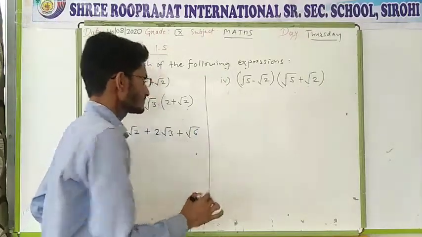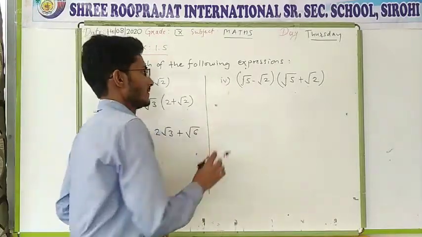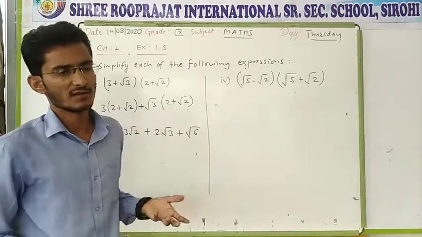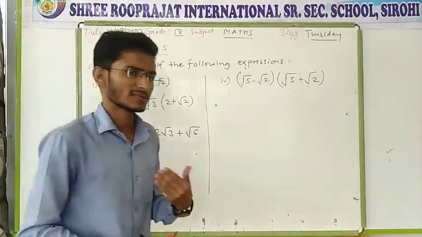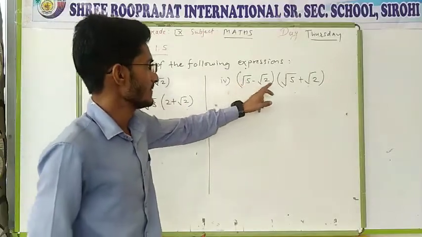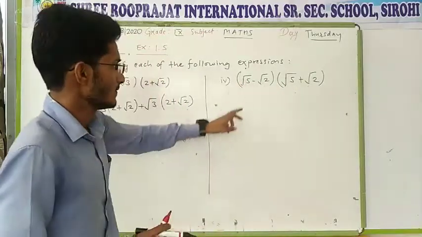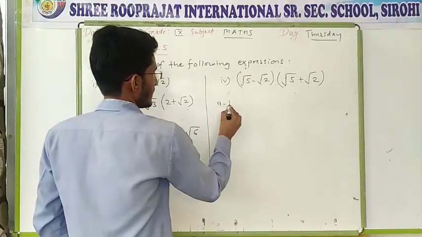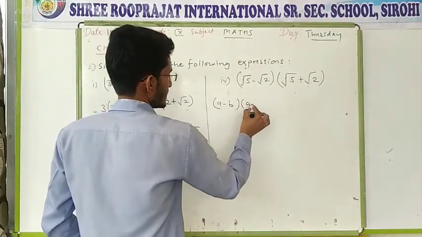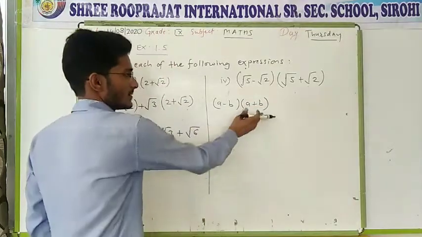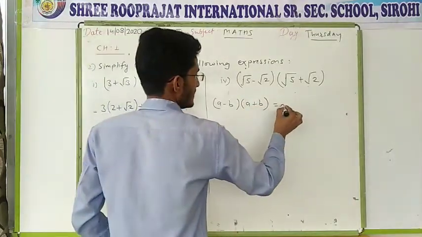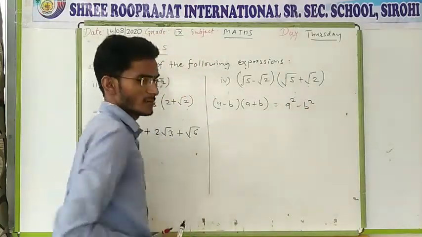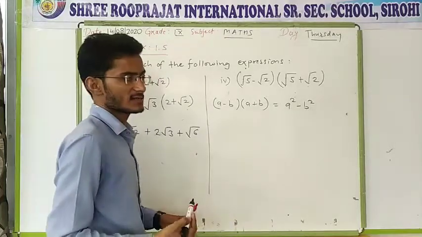And next one. When both parts are the same and just the sign is different, you can see root 5, root 2 and root 5, root 2: one is positive and one is negative. We already know a plus b and a minus b equals a square minus b square. If we don't know the property, then you can simply multiply and you will get the same answer.